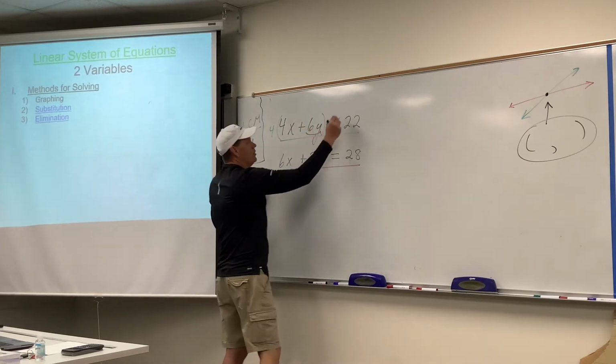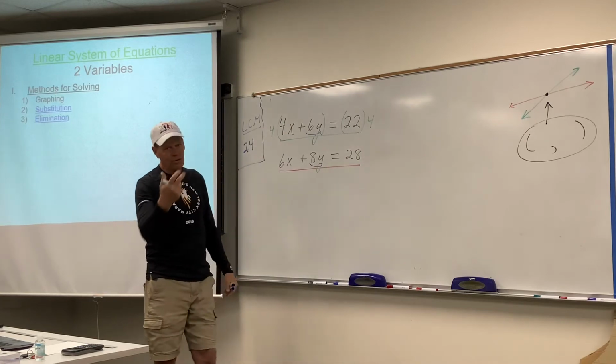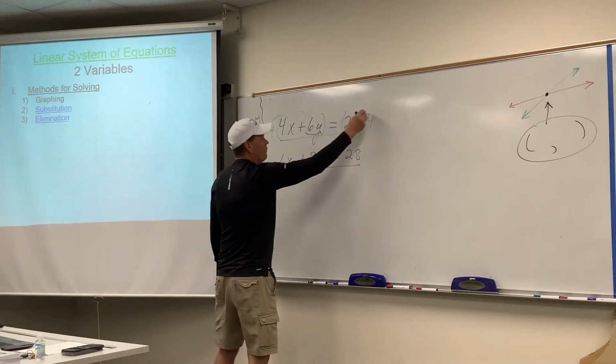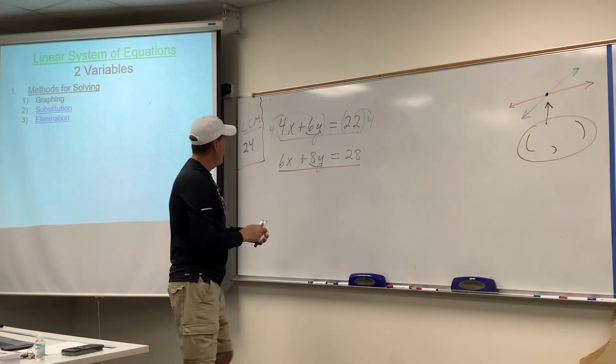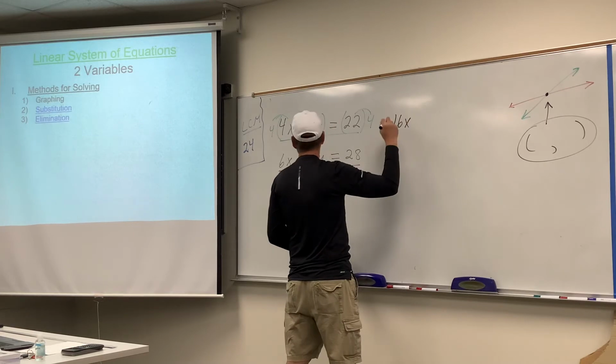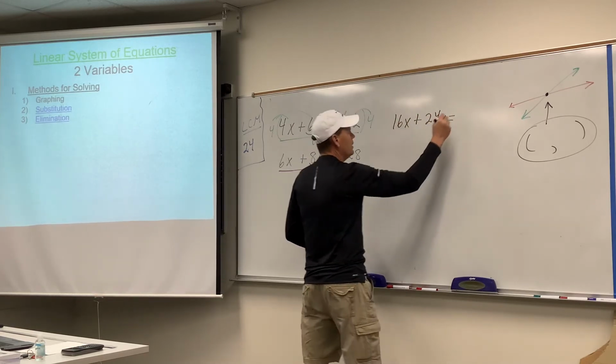And if you do it to the top one, or if you do it to the left, you do it to the right. So on that top equation, we shall distribute a 4 through there, and that equation transforms into 16x plus 24y equals 88.